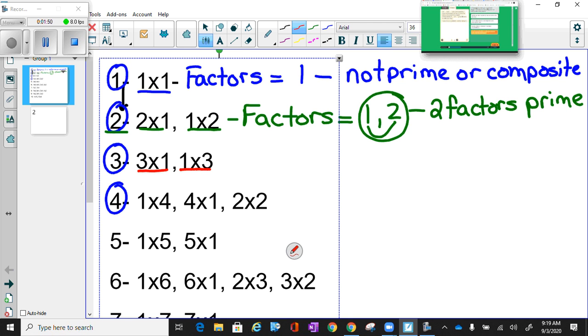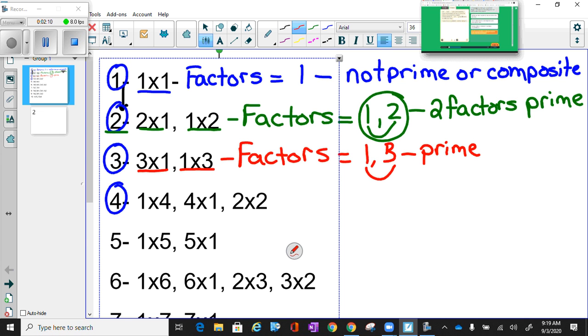Let's go down here to the number 3. 3 only has these two numbers. The factors of 3 are 1 and 3. Because 1 times 3 makes 3. It also only has 2 factors. It is a prime number.